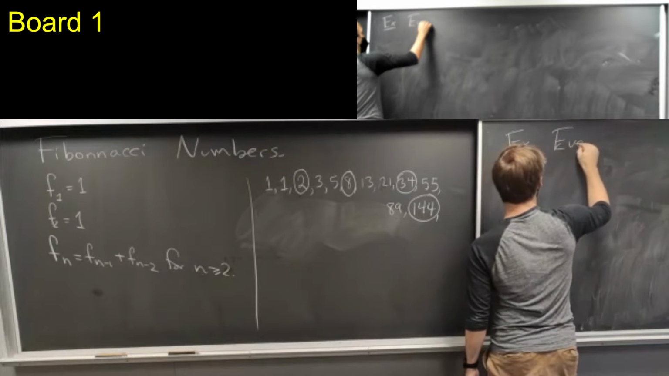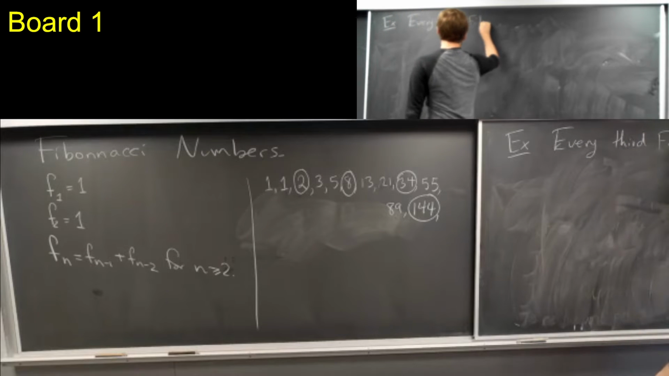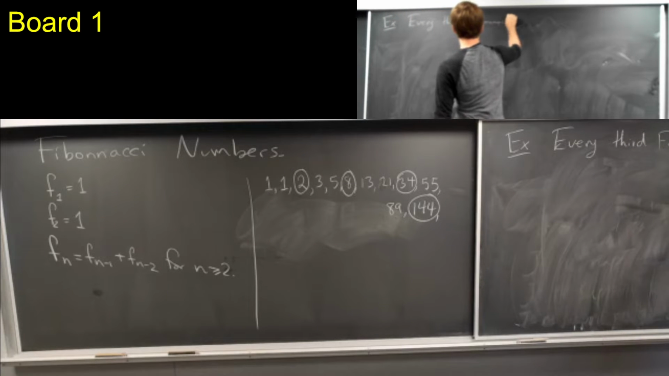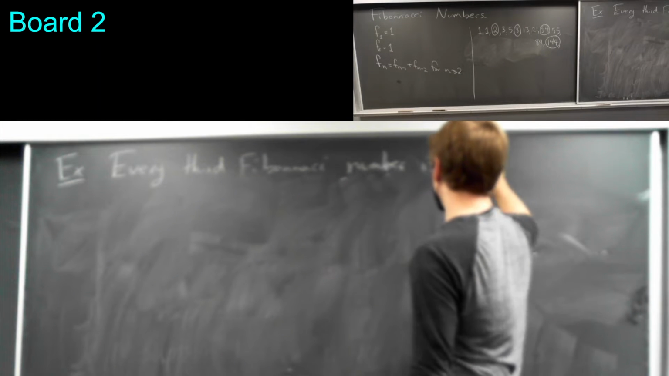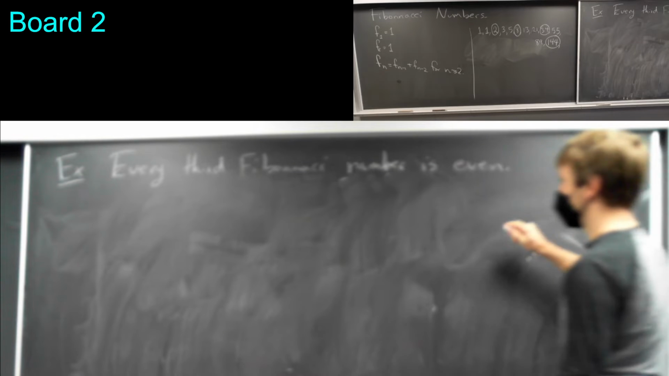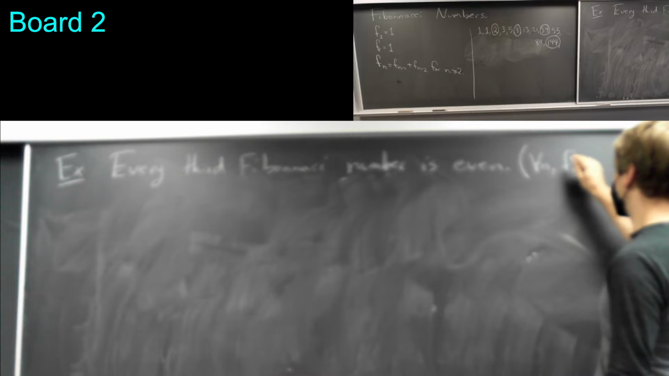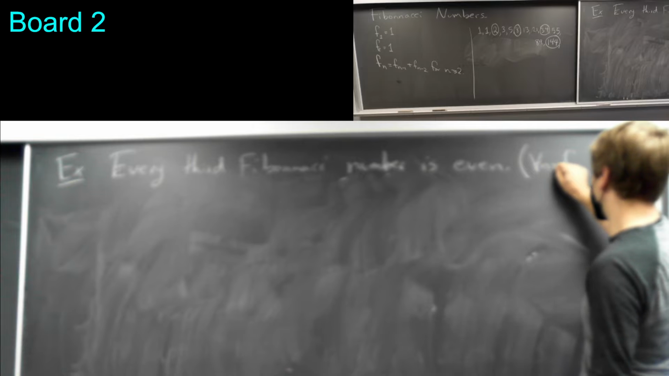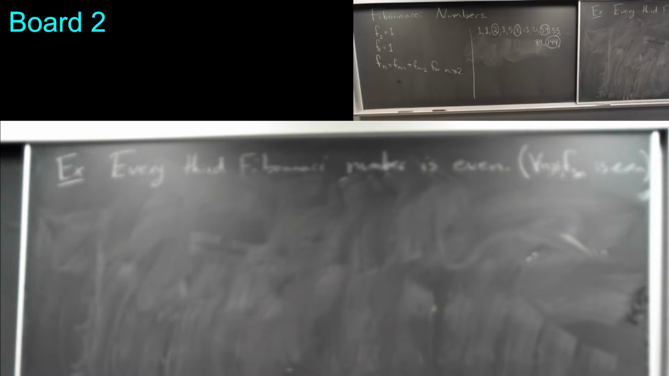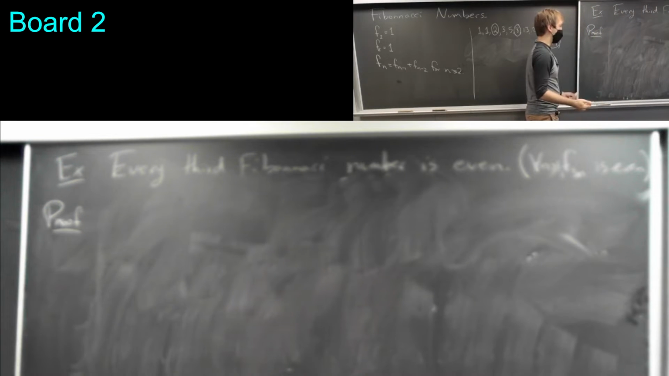Every third Fibonacci number is even. Or in other words, specifically what I mean is for all n, f3n is even. So for all n at least 1, right? Okay. So I want to do this by induction on n.